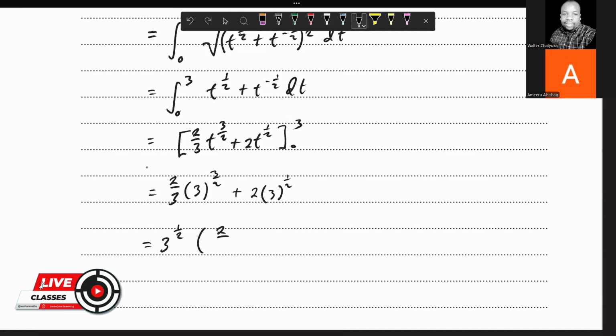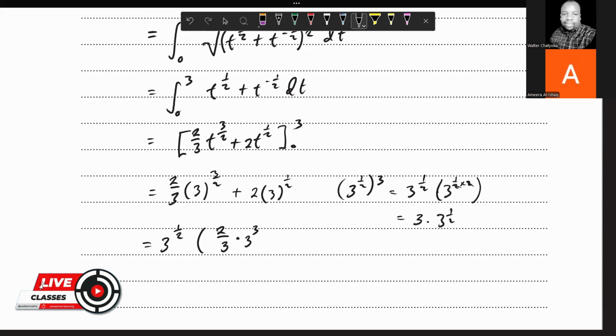So I'll be having 2/3. Have I done that well? We need to check on that. 3 to the power 3 over 2 is 3 to the power of a half to the power of 3. If we factor out 3 to the power of a half, we are left with 3 to the power of a half squared, which is 3. So it's basically 3 of 3 to the power of a half.